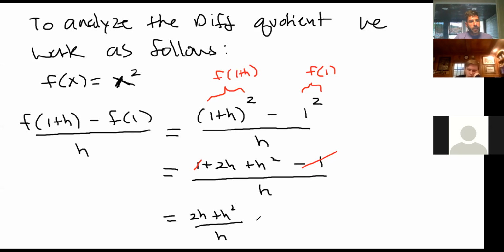And the way I like to handle this is I like to write this as 2h over h plus h squared over h. And then once again, I have some things that cancel out. h over h is 1, and then this cancels with this. And at the end of the day, that scary looking creature was nothing more than 2 plus h.